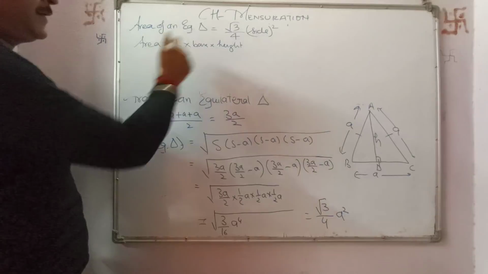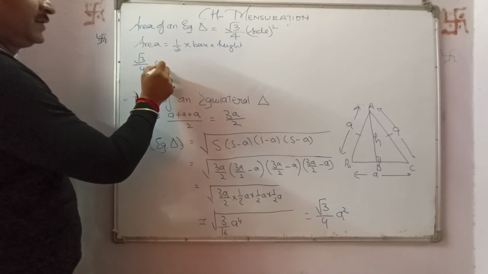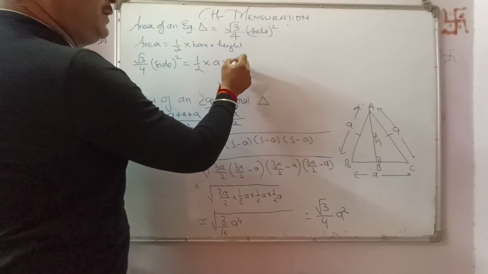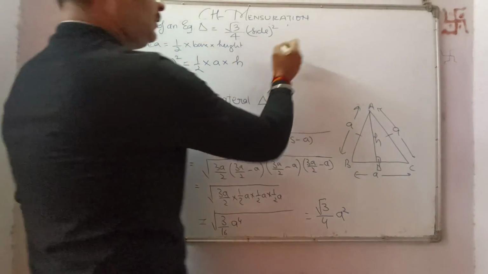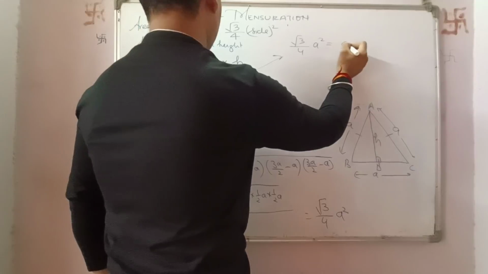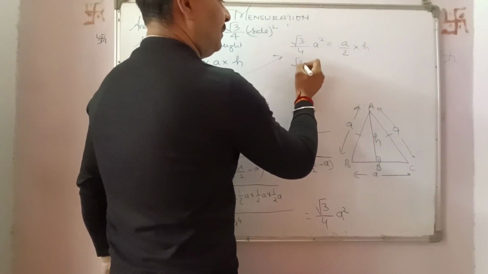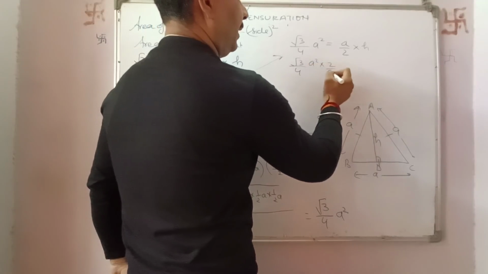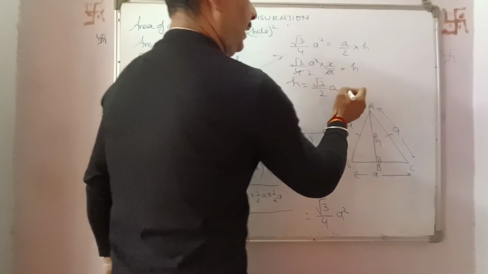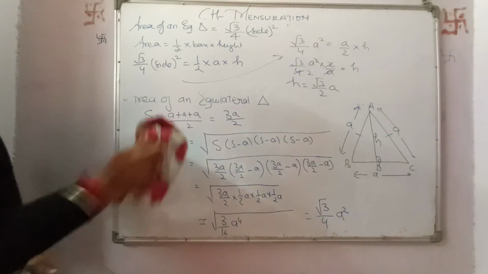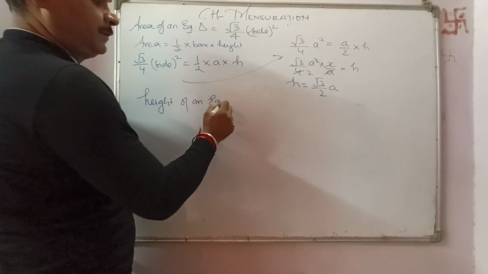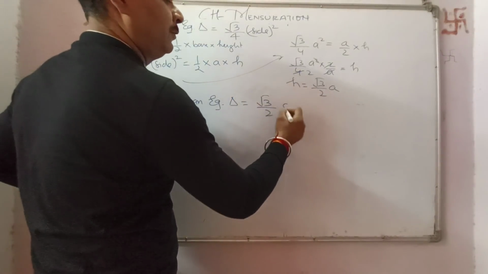Now since the area of an equilateral triangle is root 3 by 4 side square, and half base is A, we need to find H. From here we can write root 3 by 4 A square is equal to A by 2 into H. On simplifying, root 3 by 4 A square into 2 by A is equal to H. So H is equal to root 3 by 2 A. So the height of an equilateral triangle is equal to root 3 by 2 side.